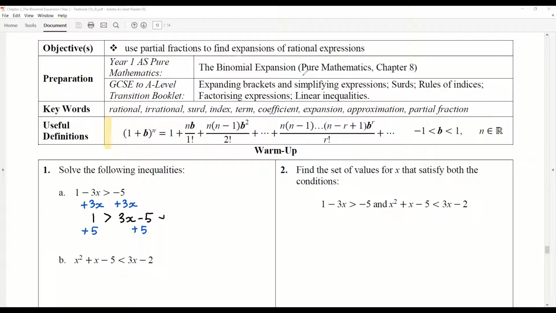I'll just move up here to finish that off. So we now have 6 on the left-hand side is strictly greater than 3x. And now all I have to do is divide by 3. So x is anything strictly less than 2.